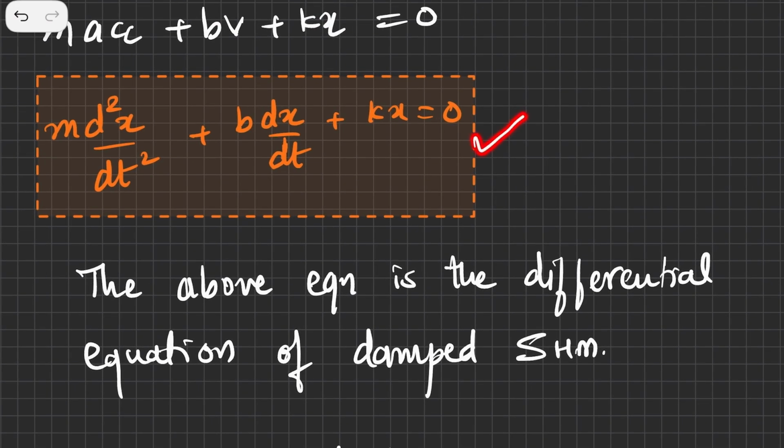Now this is what is called the differential equation of damped simple harmonic motion. And if you see, when we were discussing without friction, without air resistance, without damping, this term was not there. So my equation was m d square x by dt square plus kx is equal to 0. This was that equation. But because there is damping, this term has come in the middle.